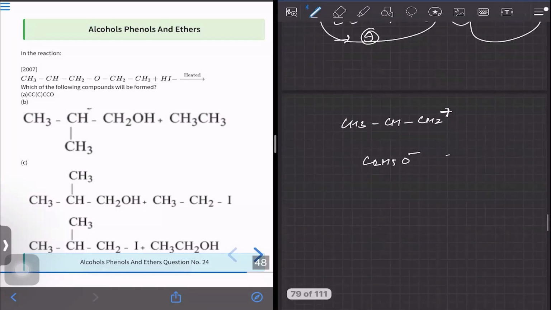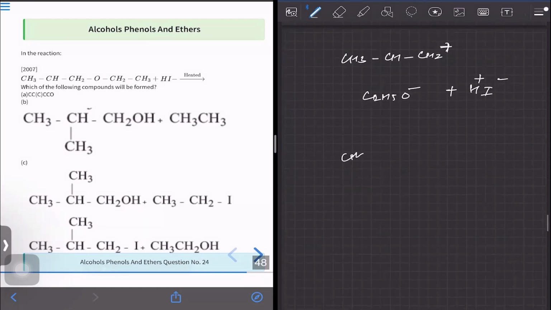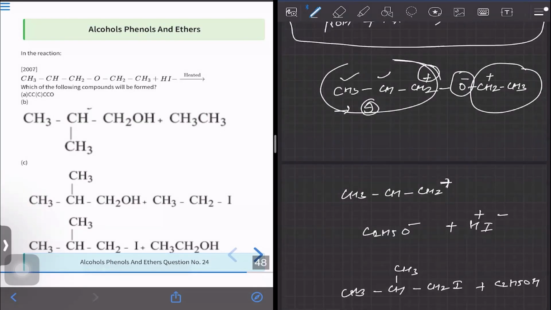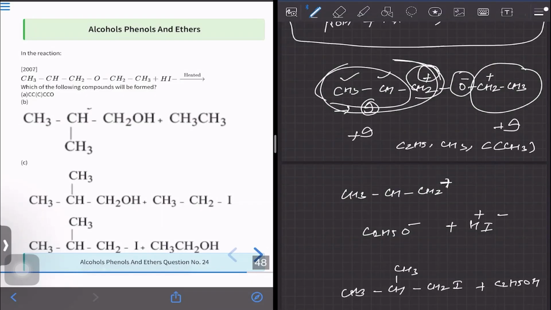So whenever it reacts with the alkyl halide, that is HI, it produces H plus and I minus. What does it produce? CH3, CH, that is here CH3 and CH2I plus C2H5OH. See, the major concept here is on which side the carbon will get positive. So whenever the positive charge is attached to the plus I groups, these are plus I groups. We all know C2H5, CH3, these are plus I groups.